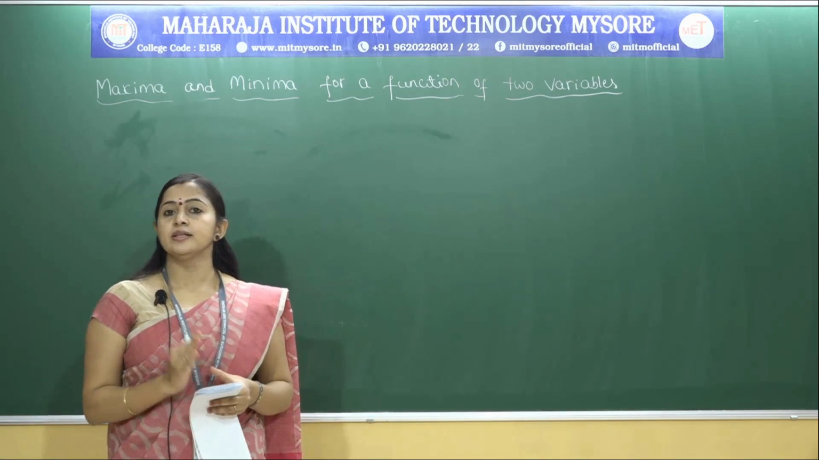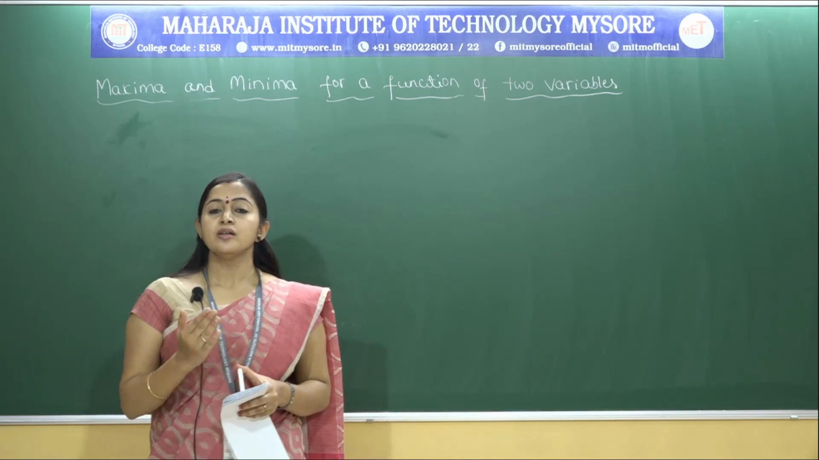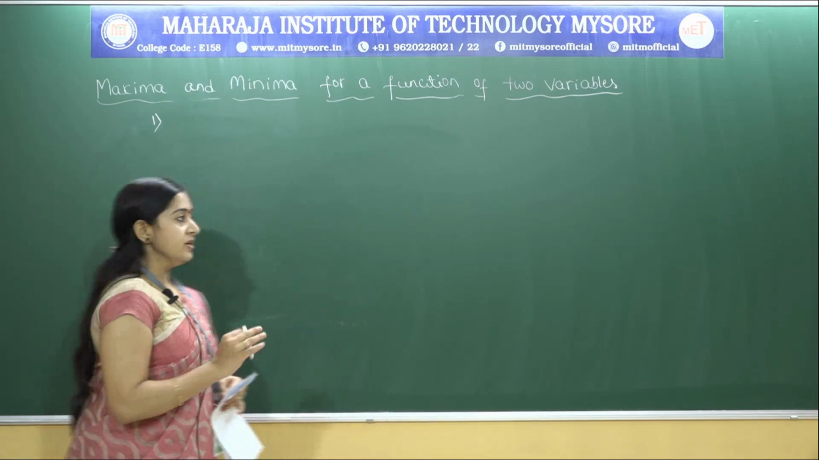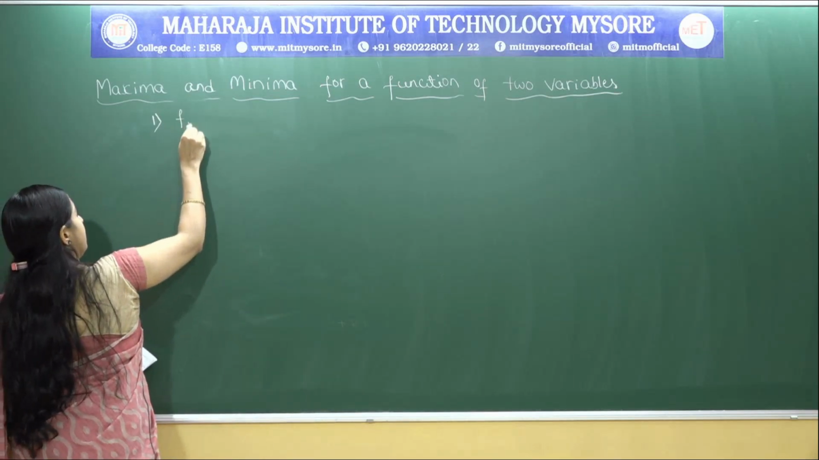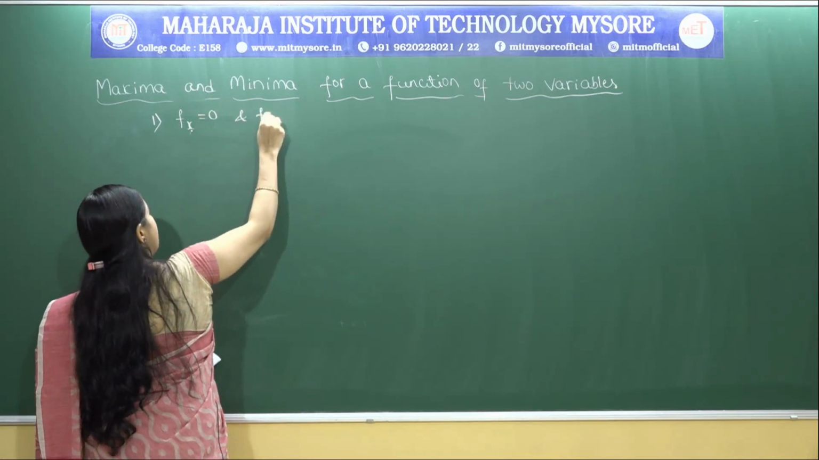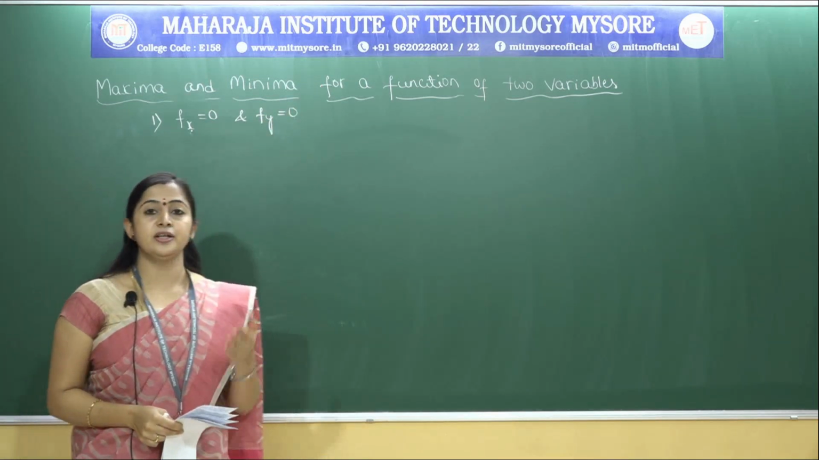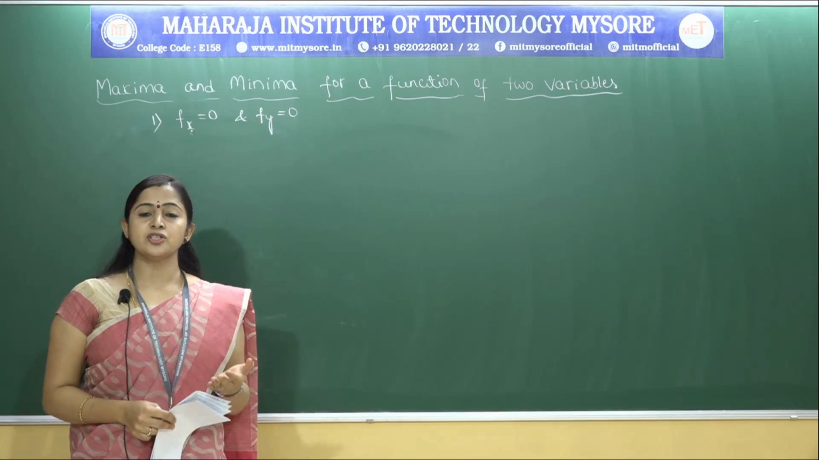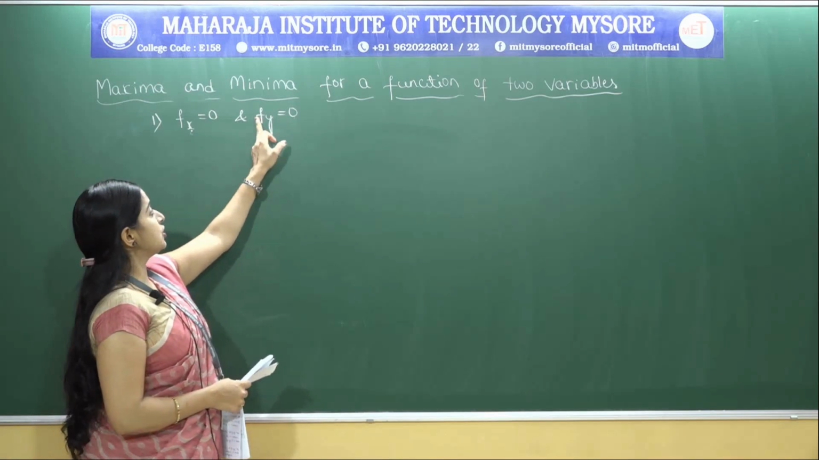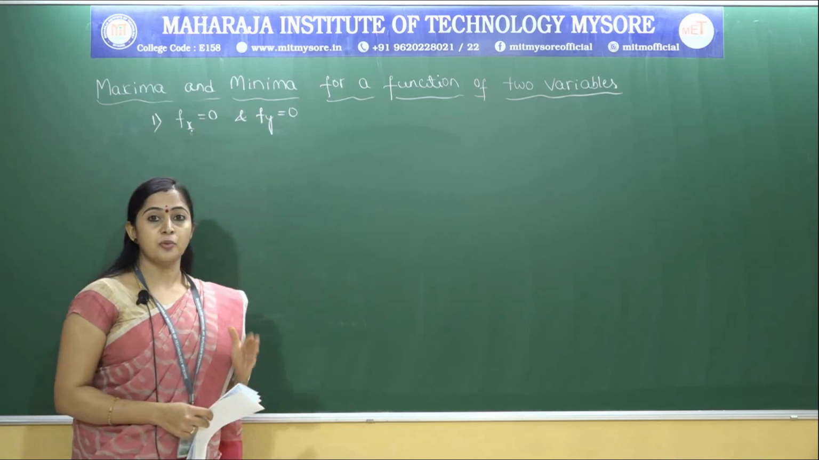Then how to find the maxima and minima for the function of two variables? You have the procedure. First, we have to find the stationary points x comma y such that fx equals 0 and fy equals 0. That is, you have to find the fx. Fx means the given function you have to differentiate with respect to x, then equal to 0. Then differentiate the given function with respect to y, then equal to 0. You will get the stationary points.